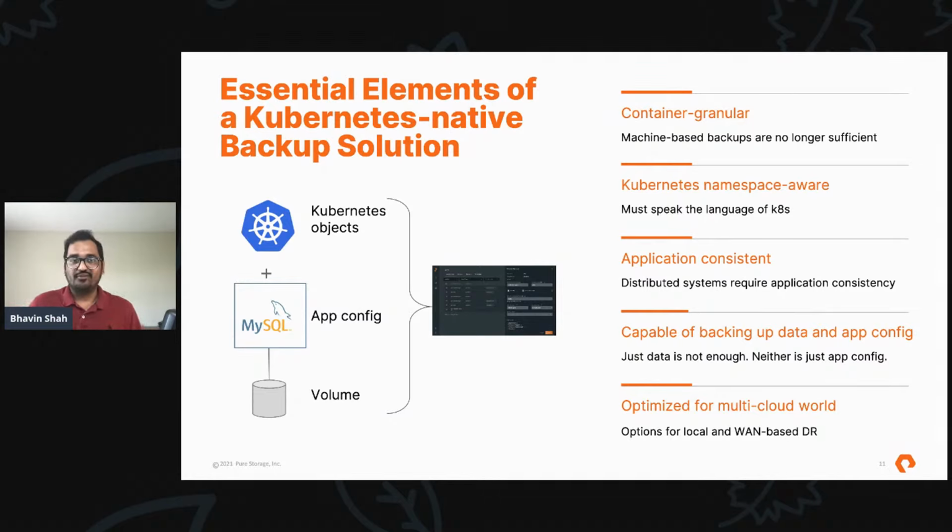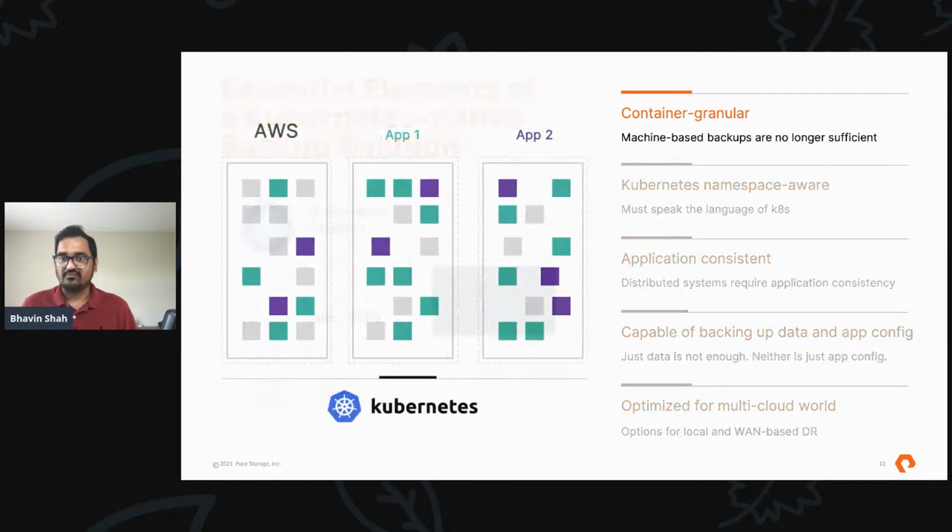Again, we'll look at each of these things in detail in the next few slides, but just to list them off, your backup solution should be container granular. It should be Kubernetes namespace aware. It should help you with application consistency and not just crash consistency. It should be capable of backing up your application, your data, your Kubernetes objects, everything as one. And then it should be optimized for multi-cloud. So let's see what we mean by each of these terms.